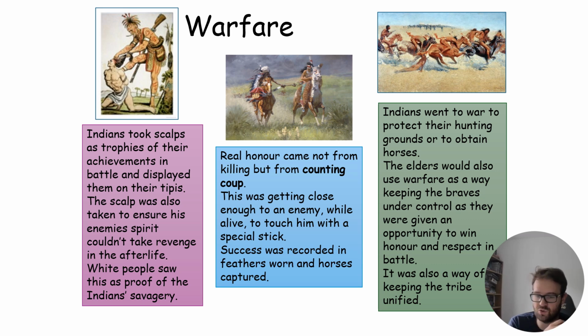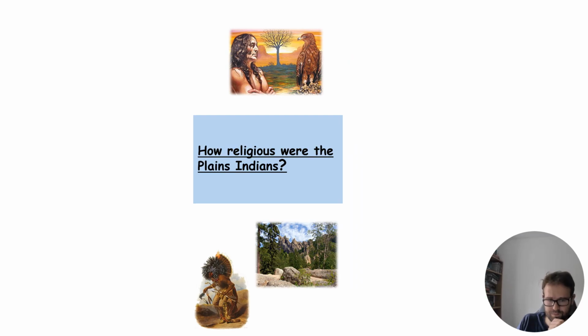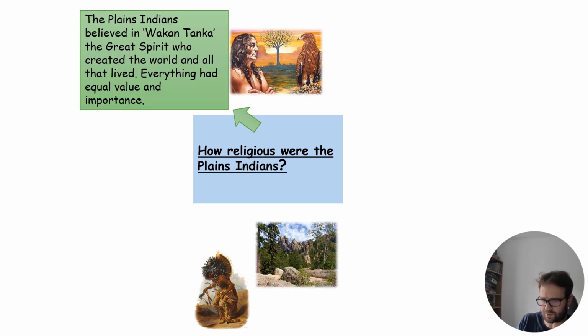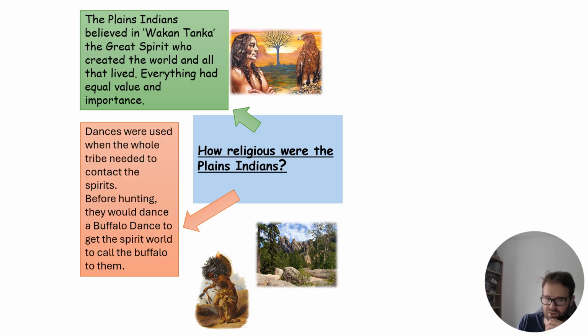White people really saw this as savagery, but that's all a big part of the system. And look at the clash of cultures there. Whites saw these as barbaric and totally different from what they saw as their civilized society, whereas this is all part of their spiritual belief system. And religion's going to be so important. The Great Spirit is the Wakantanka, who created the world and all that lived. Everything had equal importance and value.